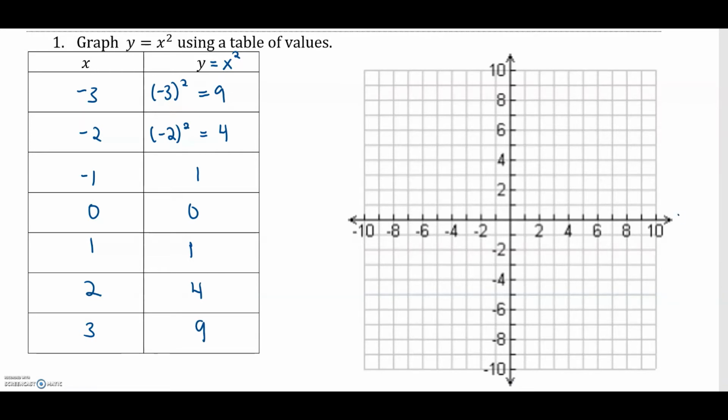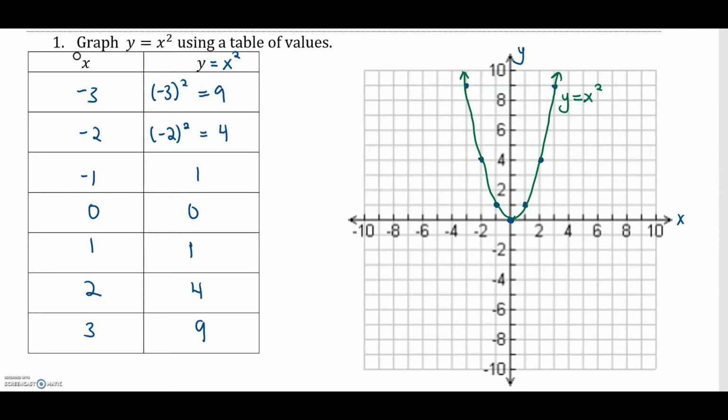Now graphing these values, we have our x and y axis. Start off with our vertex at (0, 0). Then we have (1, 1), (-1, 1), (2, 4), and (-2, 4), as well as (3, 9) and (-3, 9). So we can see here how perfectly symmetric it is. If it was drawn by computer and not by hand, it would look much better, but we have the graph of y is equal to x squared.